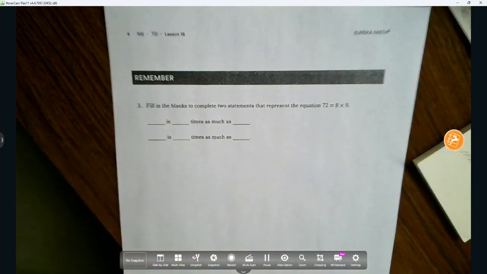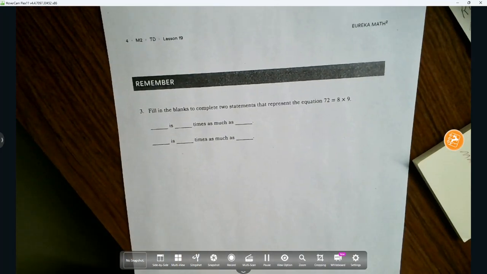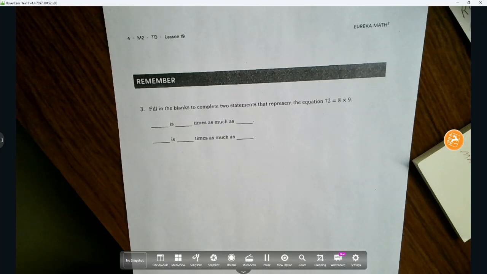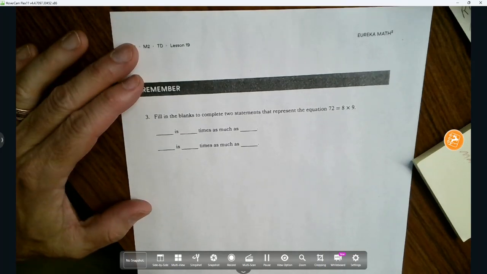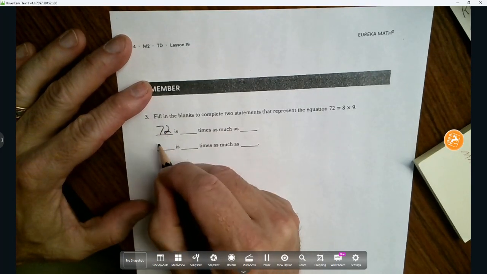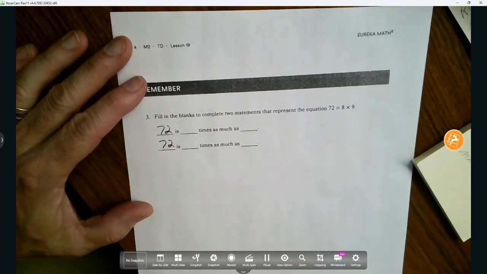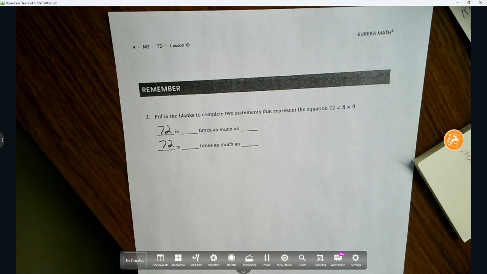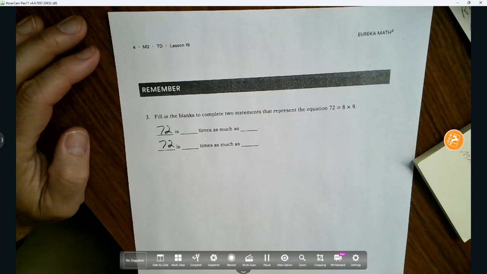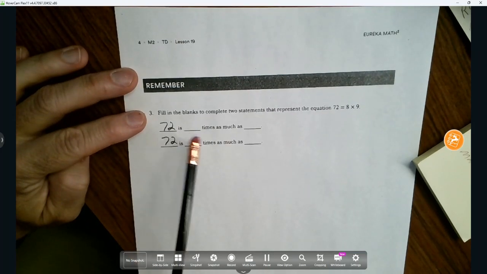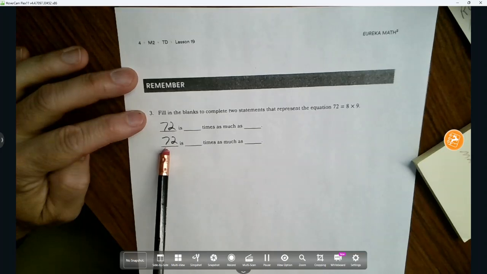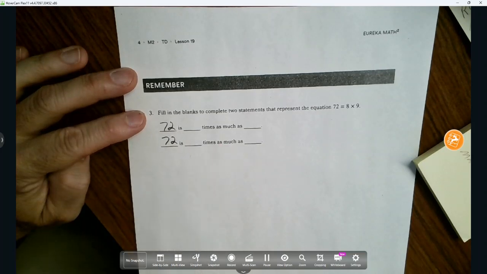On the back side, number 3. Fill in the blanks to complete 2 statements that represent the equation 72 equals 8 times 9. This is a refresher. You guys have done that before. All right. So here's the only hint I'll give. 72 and 72. That's it. I'm not giving any more hints. You guys should remember this one. If you don't, think about it. Do your problem backwards. So that 72 is blank times as much as blank, and 72 is blank times as much as blank.